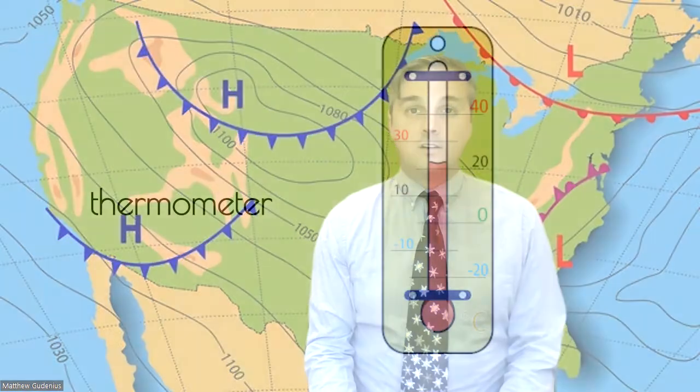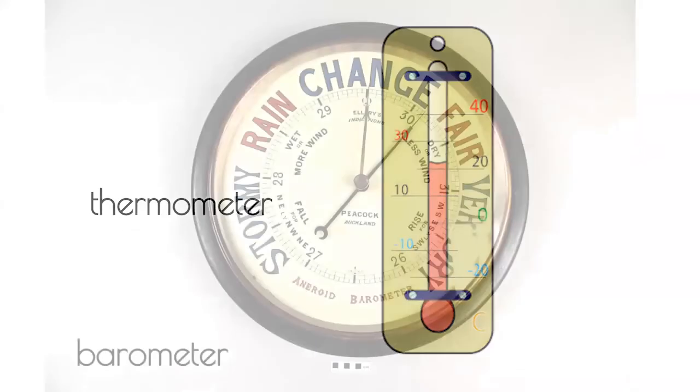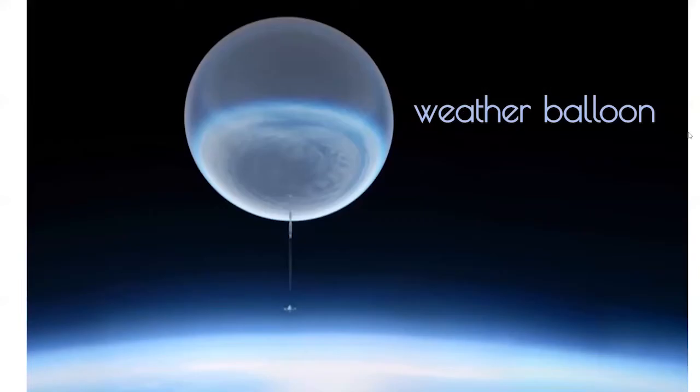water and air. Some tools we use for meteorology include thermometers, which measure the temperature, barometers, which measure the pressure in the atmosphere, that's the air that surrounds planet Earth, and weather balloons, which they send high into the sky to check the air up there.